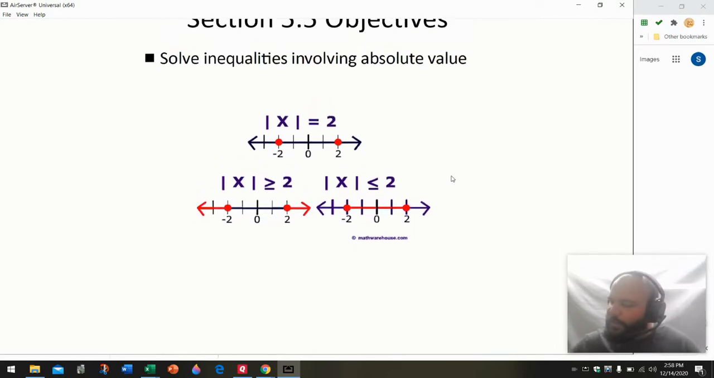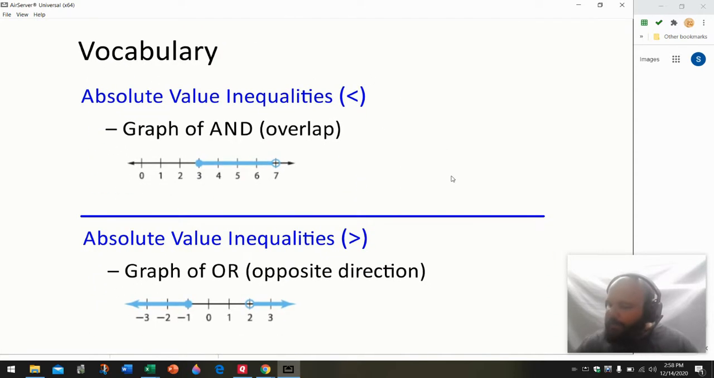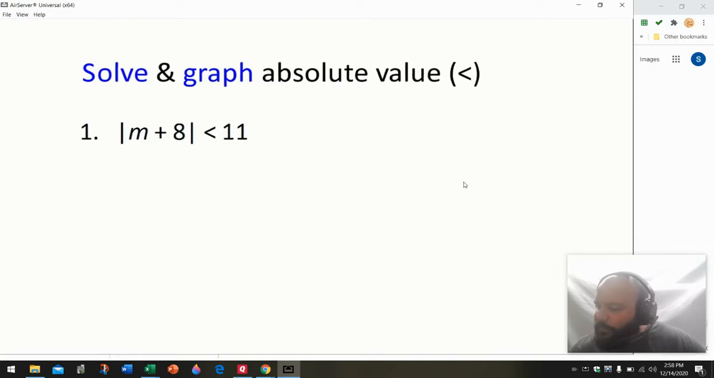And so, if you're unsure what an absolute value inequality is, you can see that that is what you see listed right here. That is the absolute value of x, and that is greater than or equal to positive 2. And I'm going to show you how to solve something like that. So, the absolute value inequality is going to be an overlap graph, and absolute value inequalities are going to look like this. This is very similar to what we had in the last chapter and section with and or graphs. So this says solve and graph absolute value.